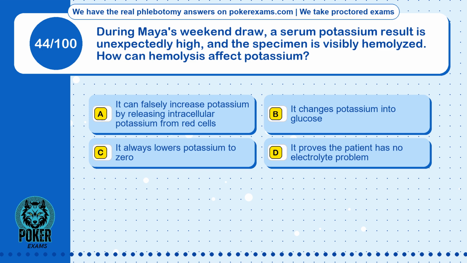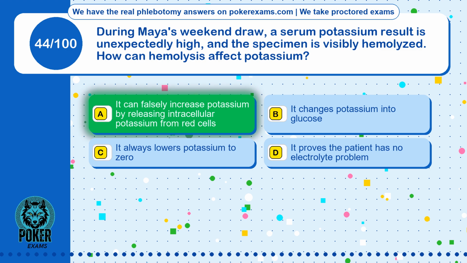Question 44. During Maya's weekend draw, a serum potassium result is unexpectedly high, and the specimen is visibly hemolyzed. How can hemolysis affect potassium? Option A. It can falsely increase potassium by releasing intracellular potassium from red cells. Option B. It changes potassium into glucose. Option C. It always lowers potassium to zero. Option D. It proves the patient has no electrolyte problem.